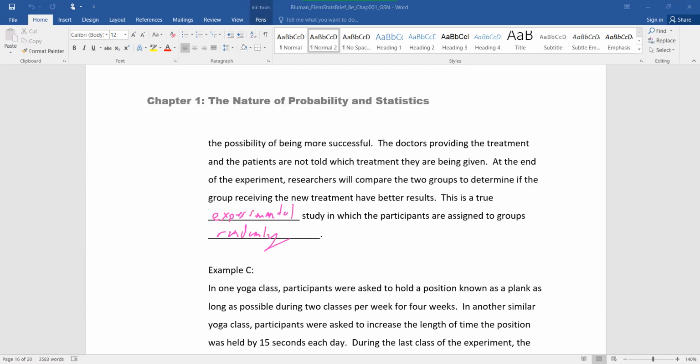All right, so then we jump into example C, and it says in one yoga class, participants were asked to hold a position known as a plank as long as possible during two classes per week for 4 weeks.